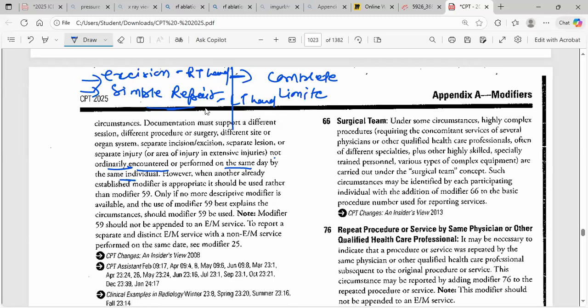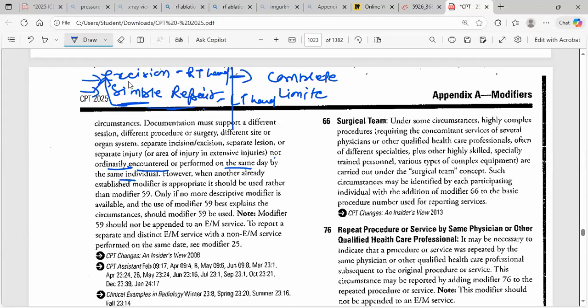So to represent that we know that simple repair is a component of the excision, but this was performed at a distinct part, or this is a completely distinct procedure, we are going to bill this separately. Clear?